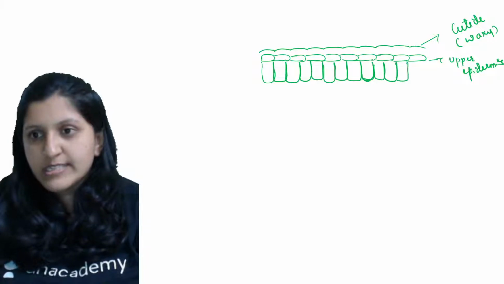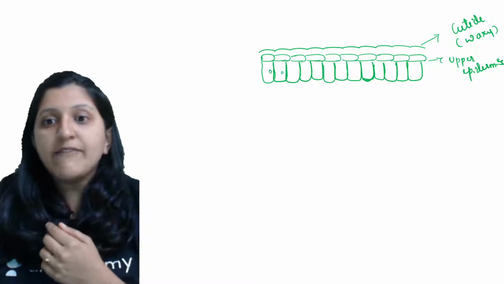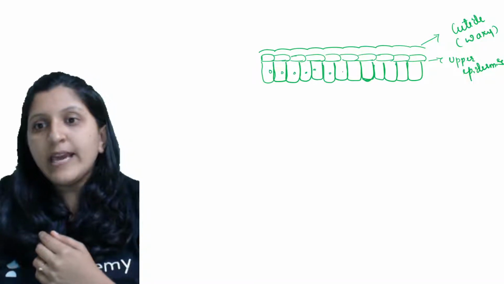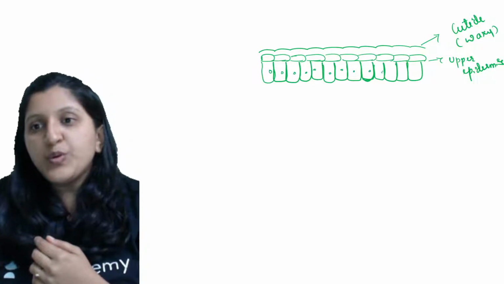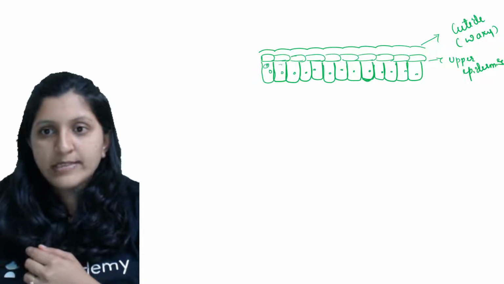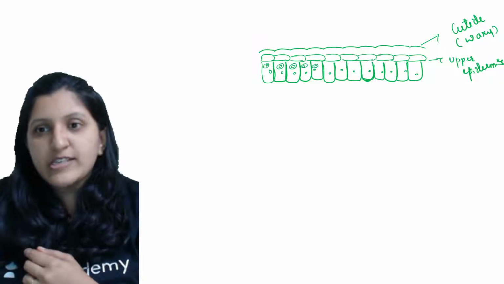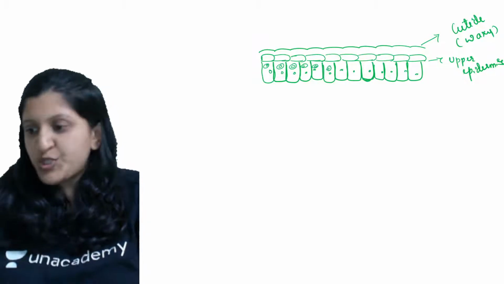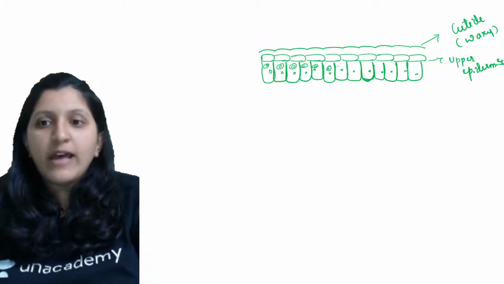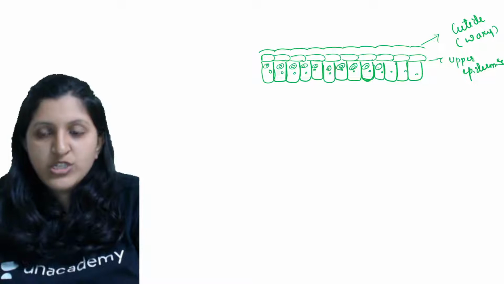So let's just complete this. This one is a palisade mesophyll having its own nuclei, and you can also find chloroplasts. So let's draw the chloroplast as such. There are many chloroplasts that you can find, which are basically a double membrane structure. Along with that, you can also find the spongy mesophyll.